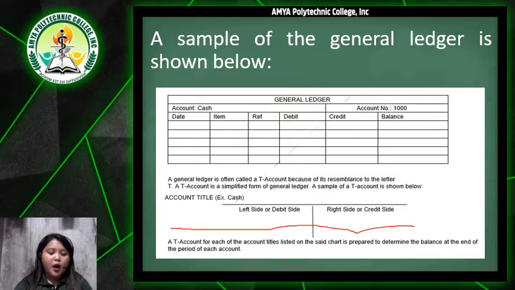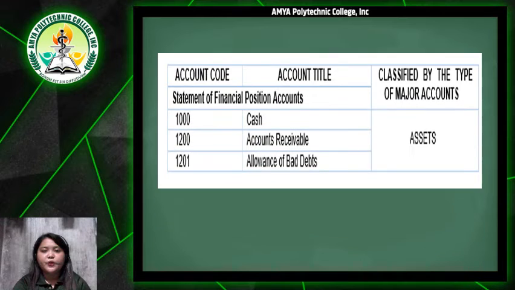So we have here the chart of accounts. Here we have the account code and the account type. The first column is the account code. The second column is the account title, and we also have the classification by the type of major accounts. So under the statement of financial position accounts, we have cash, accounts receivable, and allowance for bad debts. Those are under assets.